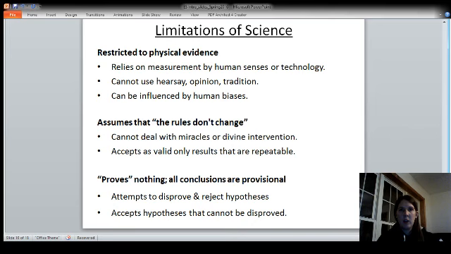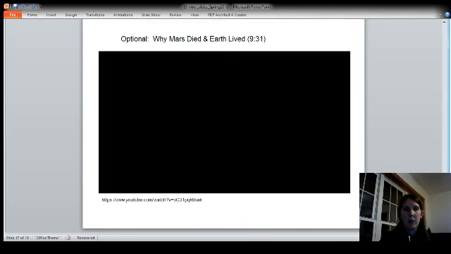However, there are limitations. It is restricted to physical evidence. We're basing all of our science off of measurements made by our senses or our technology, and our technology is limited by our current understanding. So it is possible that we don't have a full, complete understanding of the world around us because our technology is not capable of it. It cannot use hearsay, opinion, or tradition, and can be influenced by human bias. Like I said, scientists are to only go with facts, observable, measurable, but humans are fallible, and it is almost impossible to completely keep personal bias out of science.